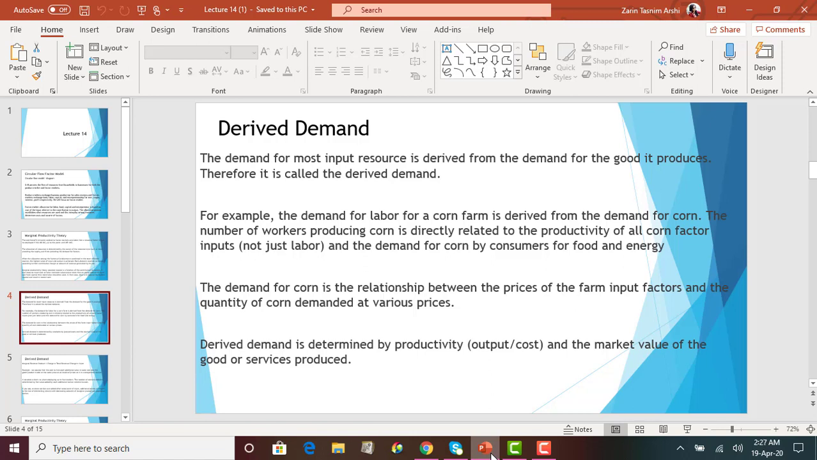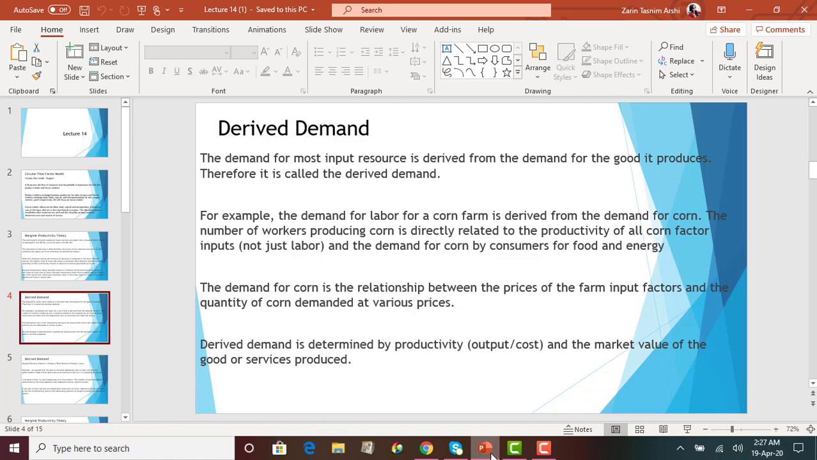So let's say, for example, in a farmland, there is demand for farmers who can produce corn, because there is a demand for corn in the market, only because consumers want more corn. In order to make corn, we need farmers who are specialized in making corn. So therefore the demand for corn will create the demand for the labor who can produce corn. So this is why it is called a derived demand. It's not a direct demand, it's a derived demand.